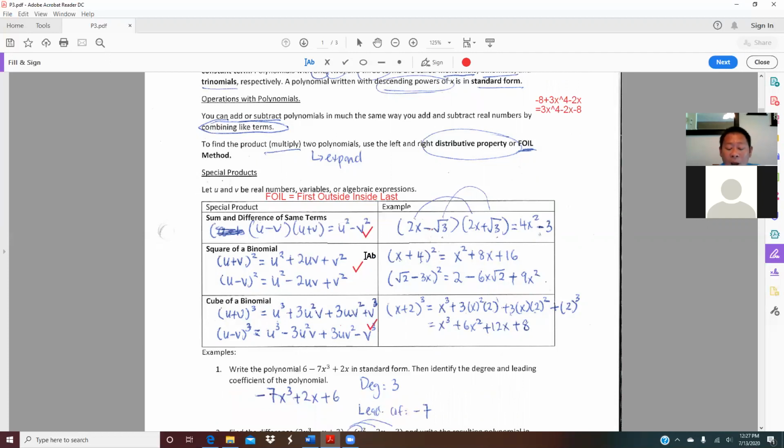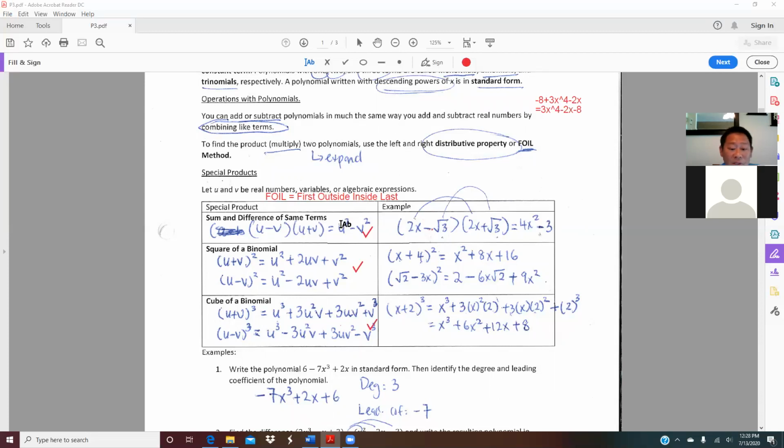Okay. So I will show you the FOIL way, and then I will show you the product. When you guys do the sum and difference of same terms, what do you mean by sum and difference of same terms? It means they're exactly the same terms, but one of them is addition, one of them is subtraction. Then you just multiply the u and the v.